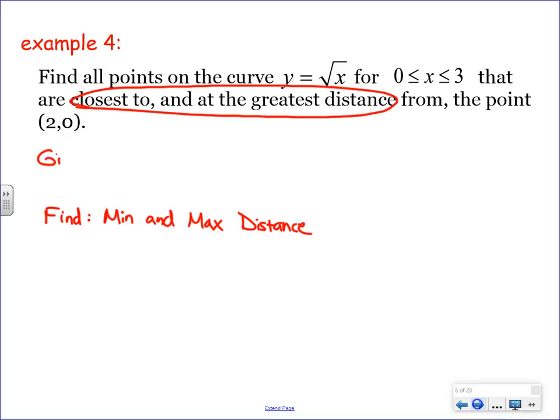What are we given? Well, y equals square root of x. That's a restriction, right? We know our domain, x has to be in between. It's a closed interval, which means, do we have endpoints? Anything else? Distance to and from the point (2, 0). The distance formula, yeah.